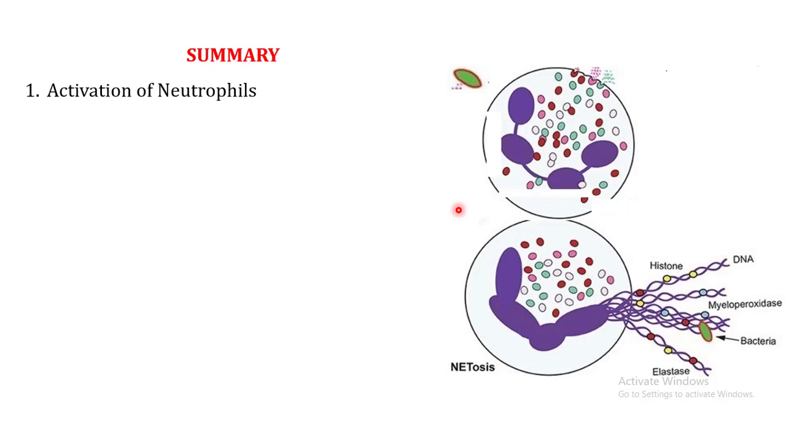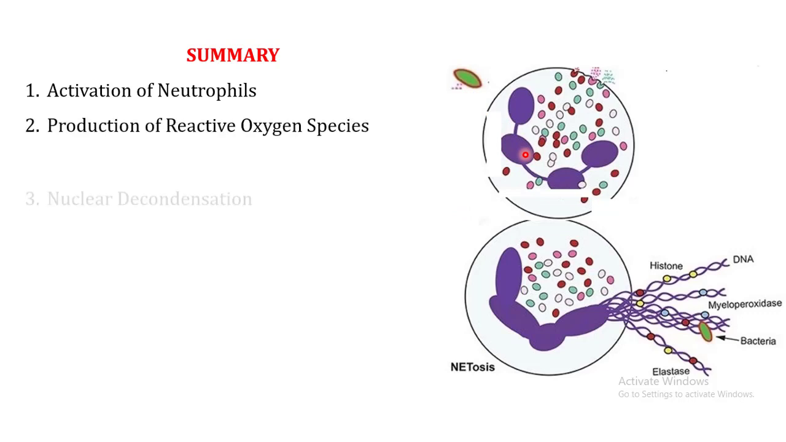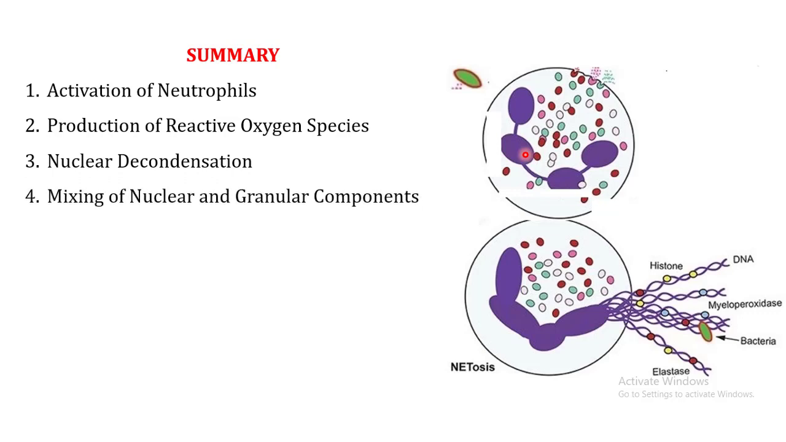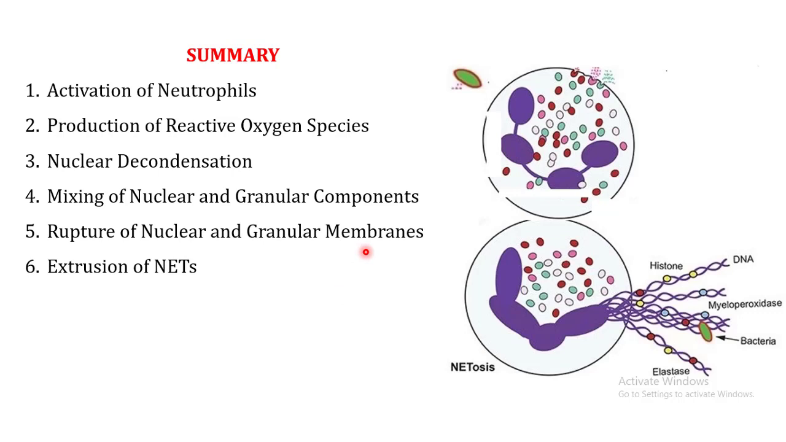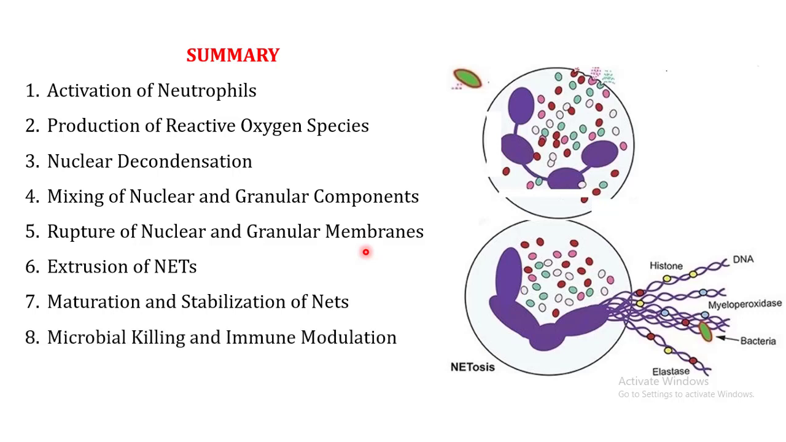You are going to activate the neutrophils when the bacteria, for example, interact with the neutrophils. You are going for the production of the reactive oxygen species. You are going for the nuclear decondensation. Then you are mixing the nuclear and the granular components. You are going for the rupture of the nuclear and the granular membranes. You are going for the extrusion of the nets. You are going for the maturation and stabilization of the nets. Then you are going to kill the microorganism and go for the immune modulation.